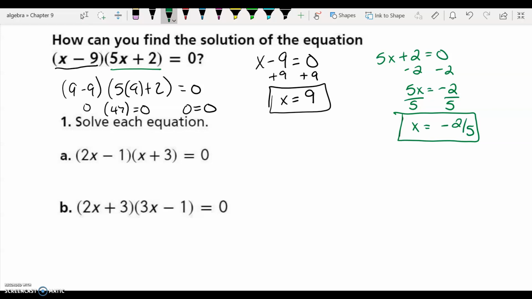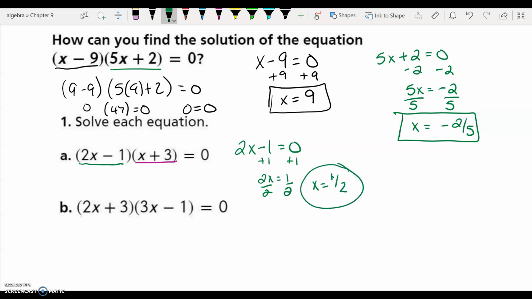So it says, solve each equation. Again, you take each individual part. This would be after you factored it. They already factored it for you, and you set it equal to 0 and solve. So 2x minus 1 equals 0. I would add 1 over. And you can plug in that answer and make sure it gives you 0. Same way with x plus 3. Set it equal to 0 and solve it. So those are my two answers.